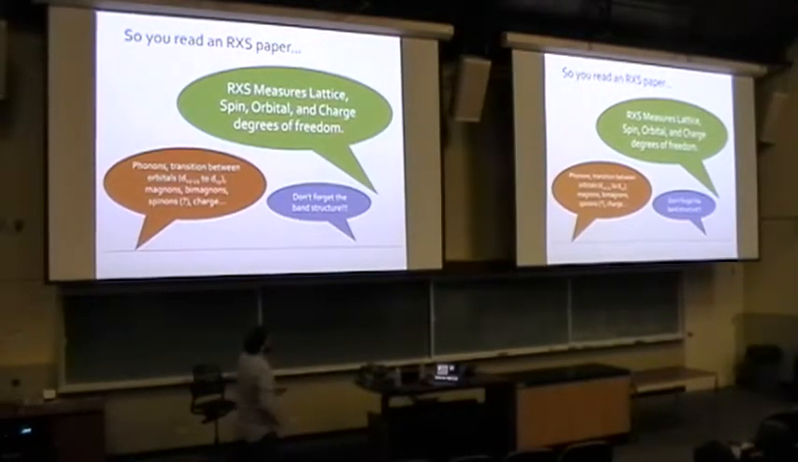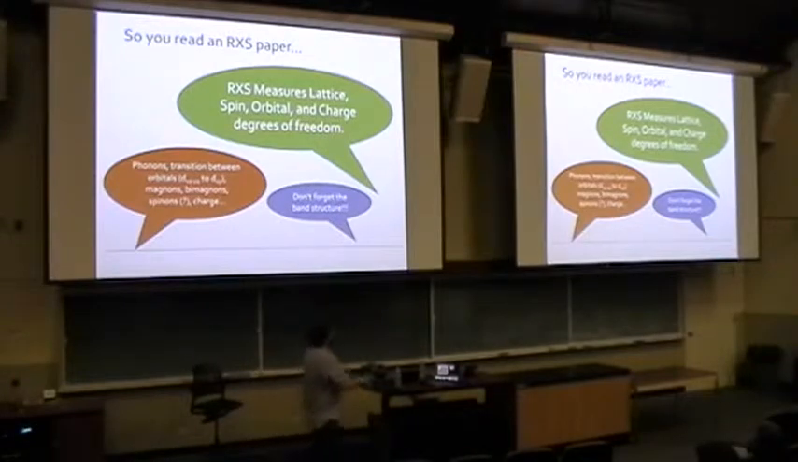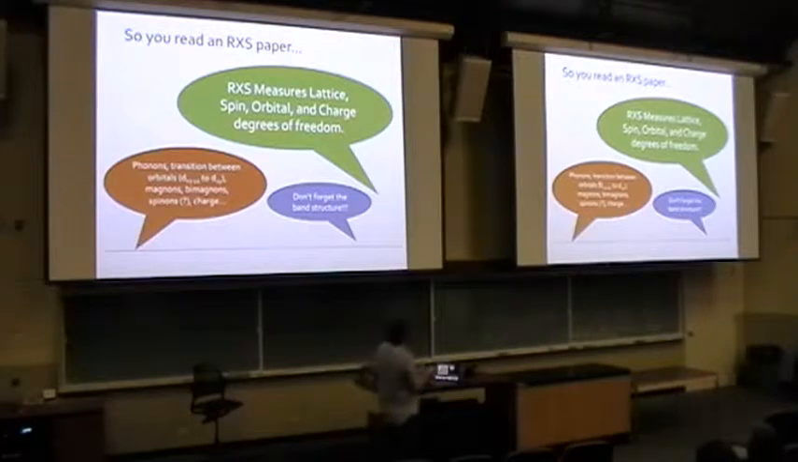Okay, so you read the resonant X-ray scattering paper, and it looks like the typical blurb that I've been repeating: lattice, spin, orbital, and charge degrees of freedom, which in essence means that you can measure phonons, transitions between orbitals, magnons, and so on, okay, and band structure.